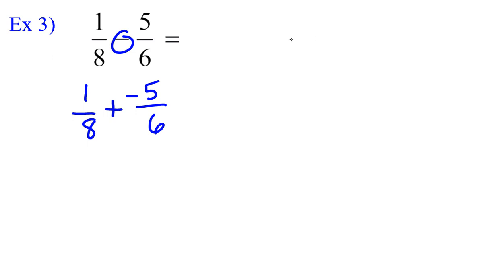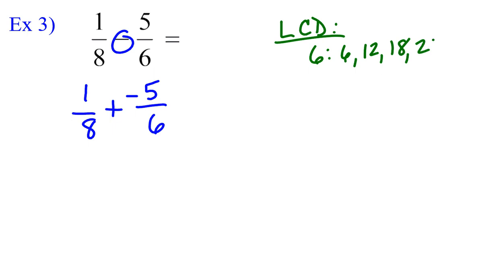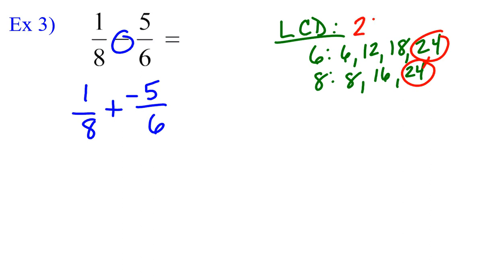I need to look for the least common denominator. So when I do multiples of 6: 6, 12, 18, 24, I think I just ran into it. And multiples of 8, which would be 8, 16, 24, we can see now that the least common multiple, or what we'll use for the denominator, is 24. So we're going to rewrite this statement with 24 as the denominator. And I need that negative sign with me. I don't want to lose it because that is a negative fraction, that second one.